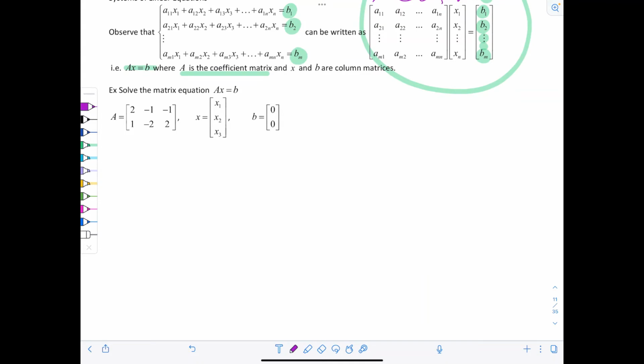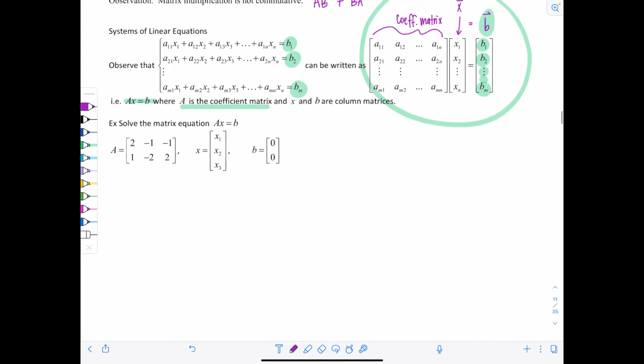So the coefficient matrix A has size m by n, and you're multiplying it by column matrix X, right? And X has n rows and 1 column. And the result is column vector B, which is going to be size m by 1. Okay, so it all checks out.